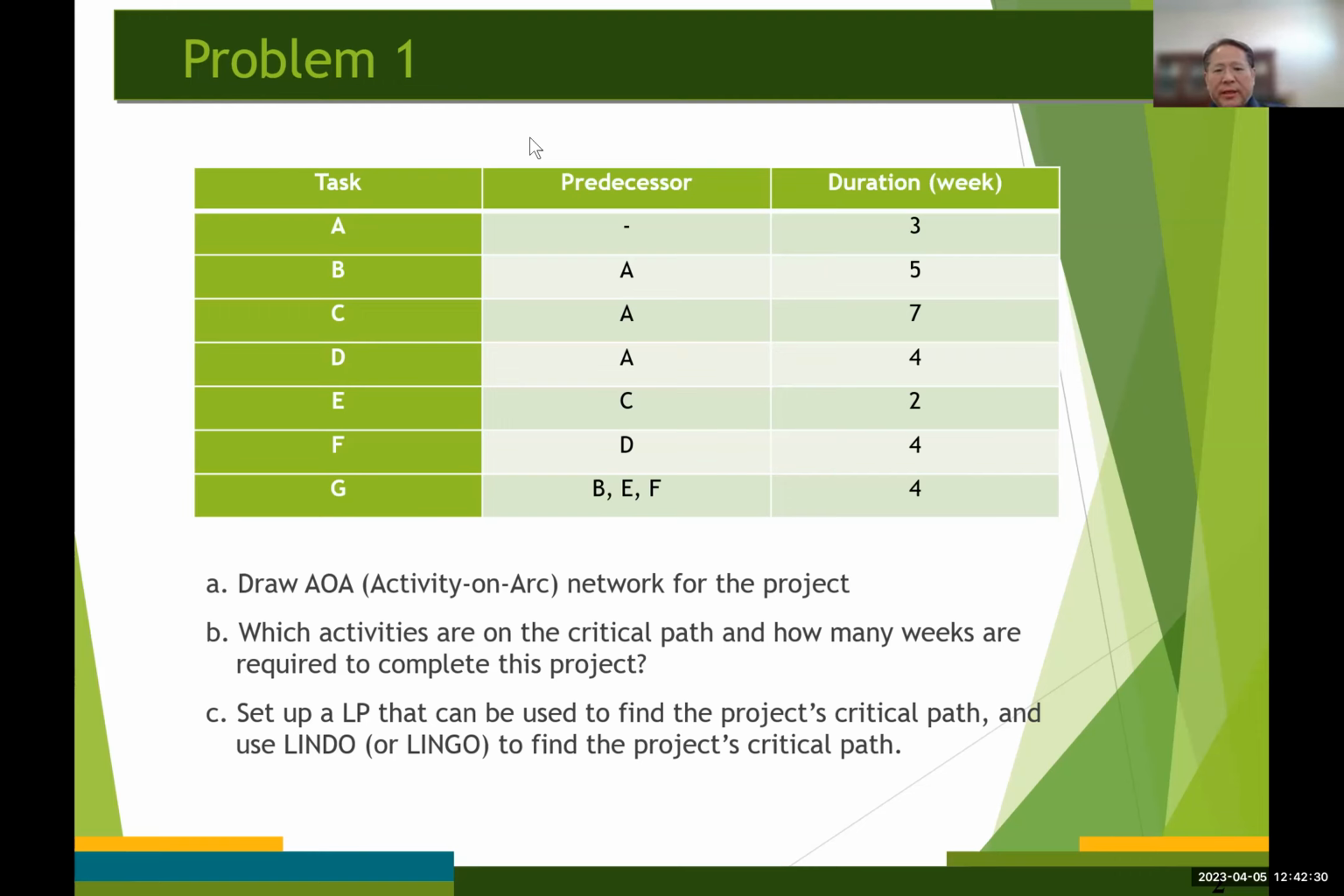While constructing the AOA diagram, we'll need to make sure two things. One, an activity should not be represented by more than one arc. And two, any two nodes in the network diagram cannot be connected by more than one arc, right?